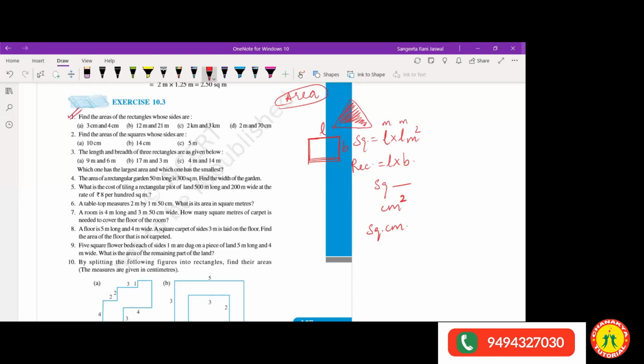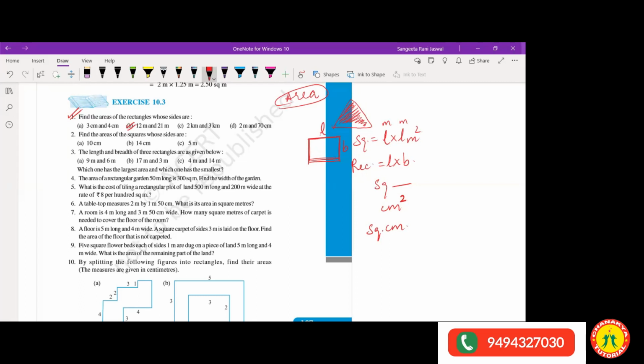Okay, let's do this first part. Find the area of the rectangles whose sides are given. Let's do this B part. Everyone please do this B part. Question 1, B part. Find the area of the rectangle. 36 meters. Okay, so that's length into breadth. Have all got the same?